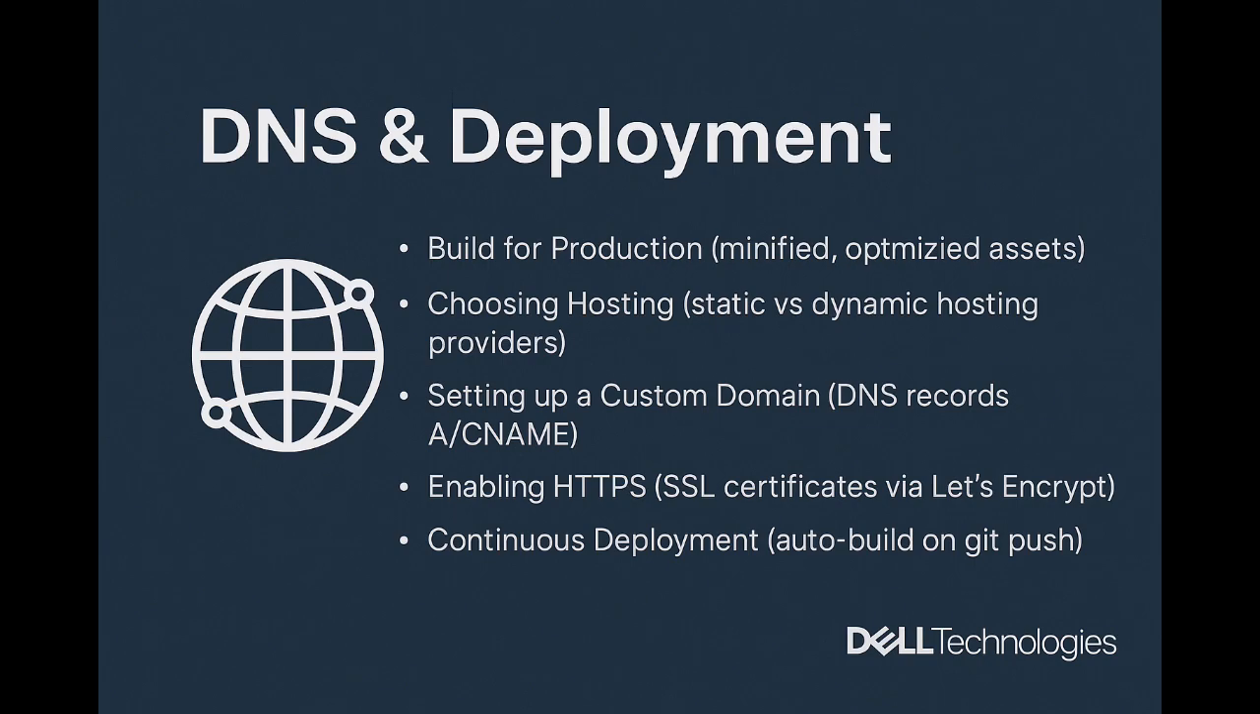Amazon S3 plus CloudFront. You can upload your static files to an S3 bucket configured for static website hosting and put a CloudFront CDN in front for caching globally. Firebase Hosting. Good for SPAs, provides CDN, easy CLI deploy. These services typically give you a random subdomain, like mysite.netlify.app, which you can use or map a custom domain.